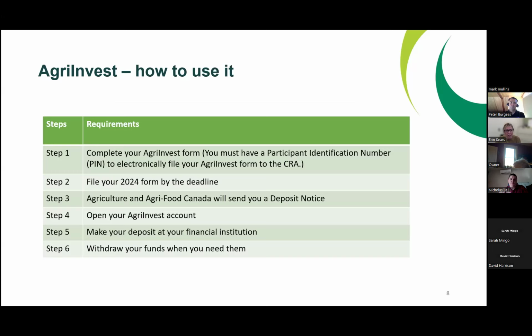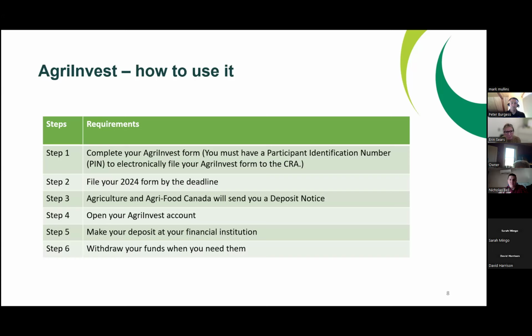So for AgriInvest, here's a quick snippet on the steps on how to enroll for producers that are online that haven't enrolled yet. You need to complete your AgriInvest forms. Most do this through CRA. But before you do that, you have to get a participation identification number or a PIN number. So again, I can help you with those forms to start the process.